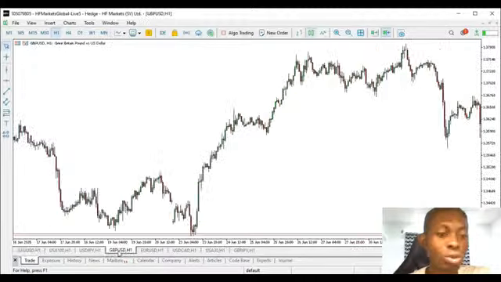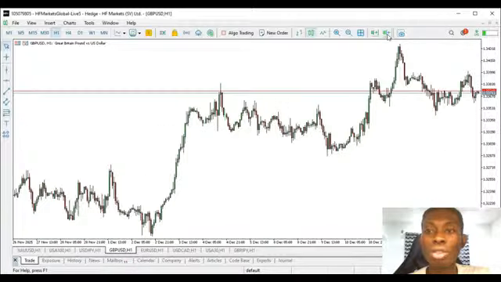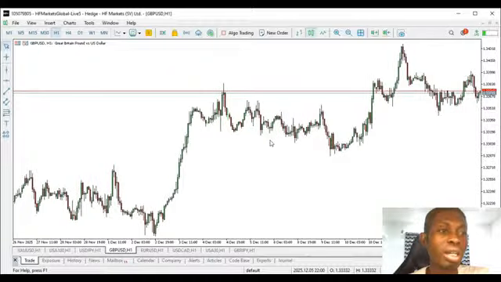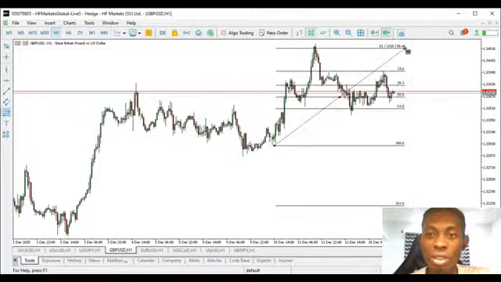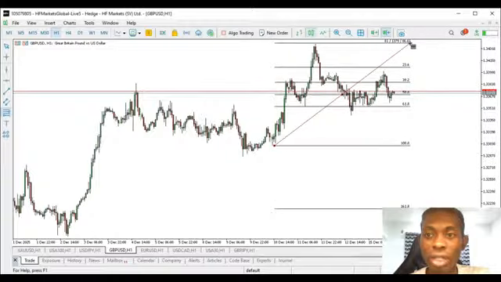Now let's go to GBP USD and let's see what is happening here. Let's see what happened last Friday on GBP USD. Price goes to the upside, and then we can see it on level 61.8. Same level 61.8. You can see the price was rejected, and the pullback was ending.